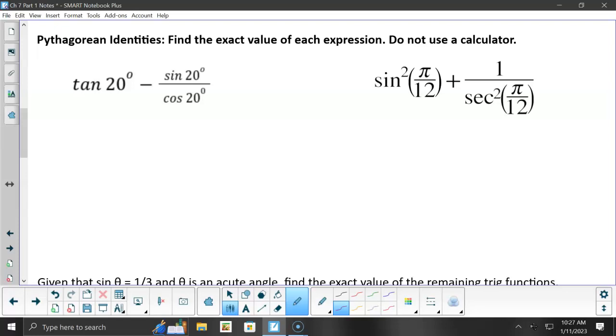All right, ready? How many of us are panicking because it says don't use a calculator, and you're like, but I don't know 20 degrees. It's not on the unit circle.